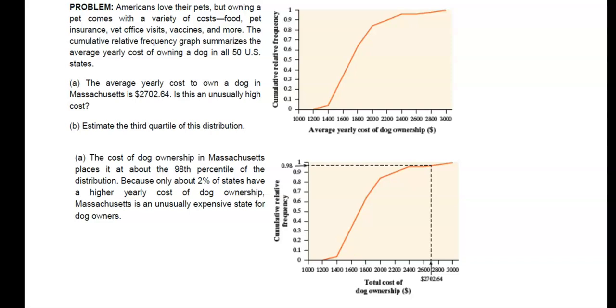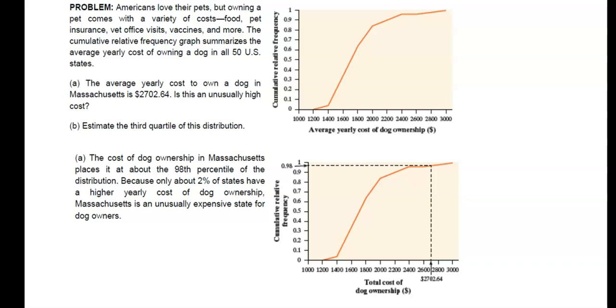So median is very easy to find with a cumulative relative frequency. The mean is not so easy there. I'm not sure we can find that with just this graph. But median is always 50% here. So $1,700 is still a lot.